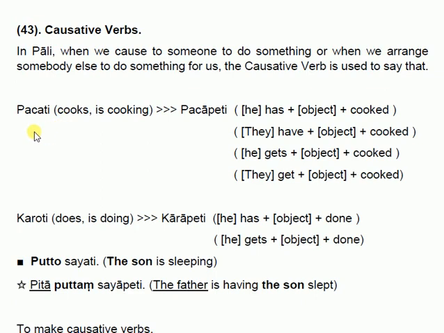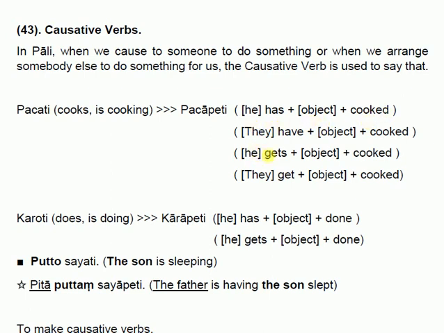Here we have pachati, cooks, is cooking. This is a present tense singular verb. Pachapeti is the causative verb of this pachati. So the meaning is "has cooked". Here we place "he", and we can place an object, let's say rice. He has rice cooked. Or she has rice cooked.